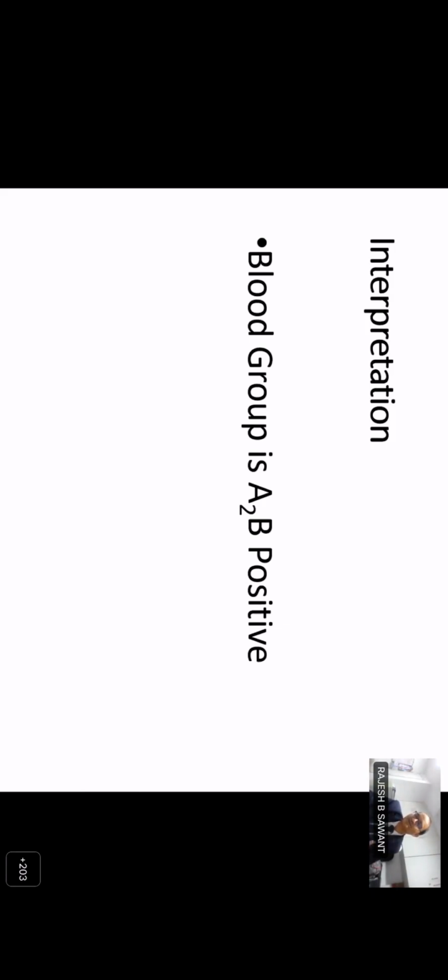Now, why this happens is because most of the time these blood groups are done at laboratories where only the forward blood group is done and a slide grouping is done.